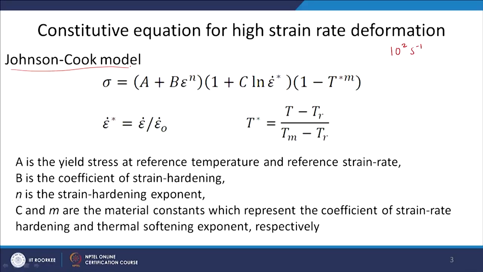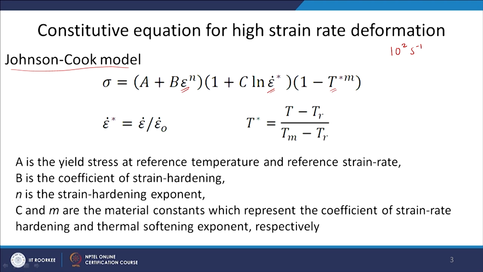If you see here, the stress is dependent on all the three parameters. So you have a strain and a strain hardening exponent, then you have a strain rate, and then you have the effect of temperature. Strain rate is in the form of strain rate star, which is basically you are normalizing it with some reference strain rate. Similarly, temperature is being normalized here, and it is used as T star. So the other parameters are A and B.